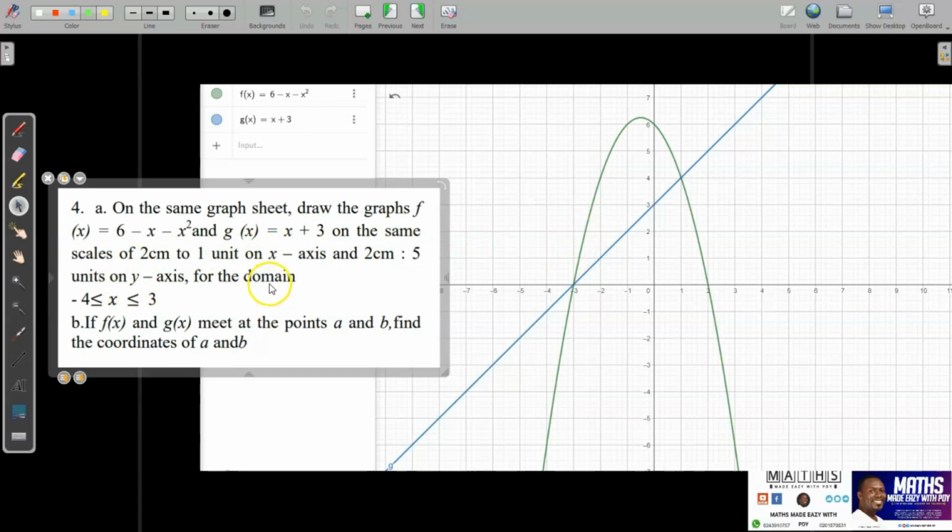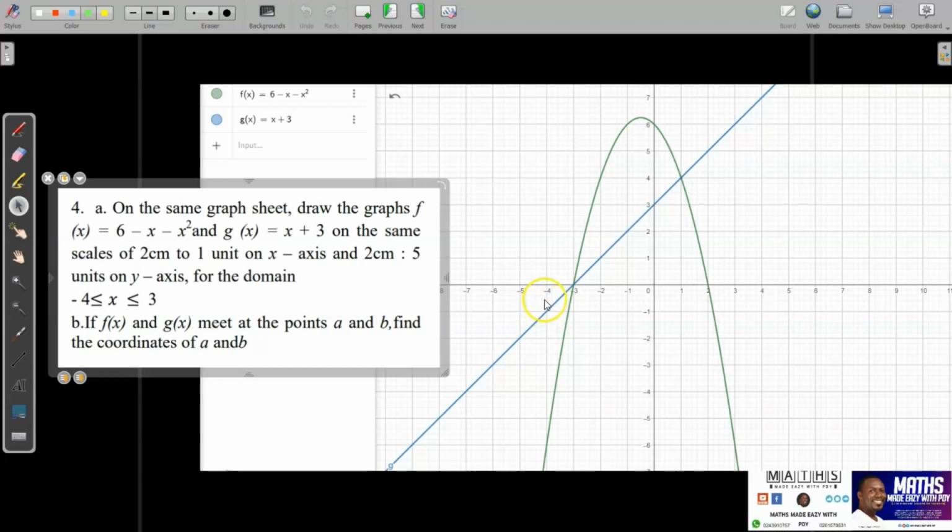We're given the domain, and the domain was -4 less than or equal to x, less than or equal to 3. Yeah, that was the domain we're supposed to use. But the software that I'm using draws the graph neglecting the limit of the domain. You know, the domain gives you an interval for which you have to work with, but this software gives it from negative infinity to positive infinity. That's why you can see on the graph here, it doesn't limit you.